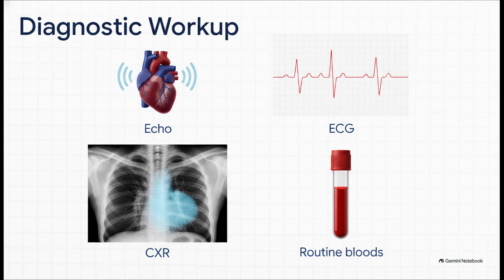A chest X-ray will show us cardiomegaly, those classic curly B lines of pulmonary venous congestion and pleural effusions. Finally, routine bloods are a must, checking full blood count, urea and electrolytes, creatinine, liver, and thyroid function.